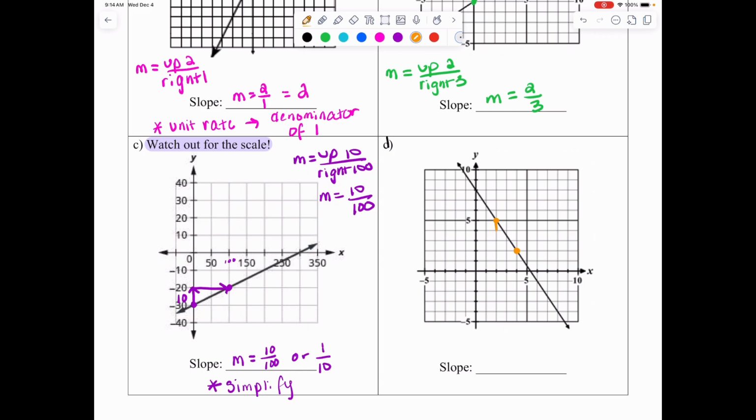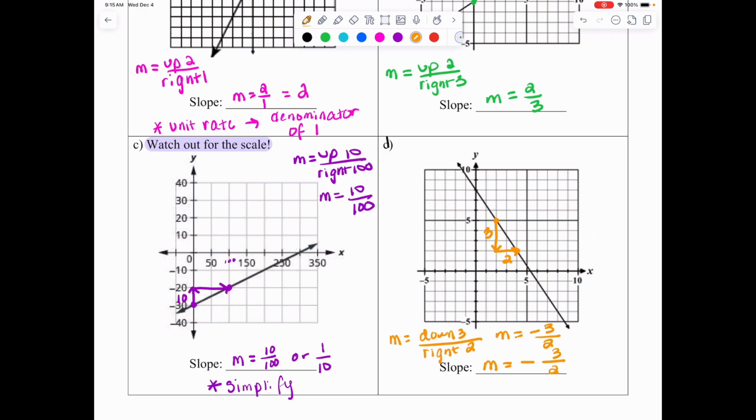Going from left to right, I'd have to go down 3. So m equals down 3. And then right 2. Down 3, everything else has been up. When it was up, it was positive. So down 3 would be a -3. Right 2 would be a positive 2. So the way we write this typically is we put the negative even with the fraction line, for m equals -3/2. So this one had a negative answer for slope.